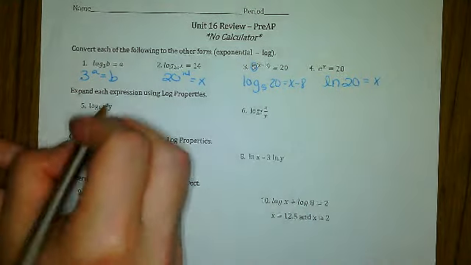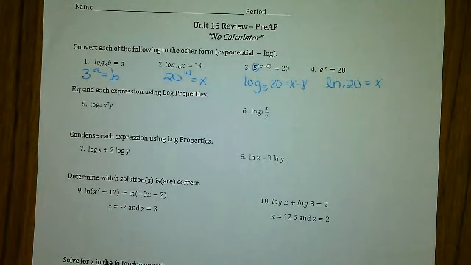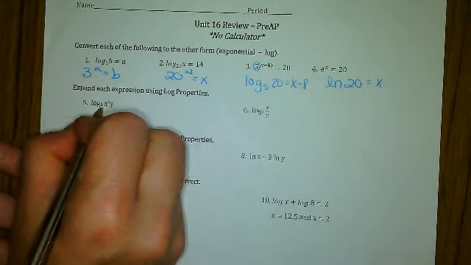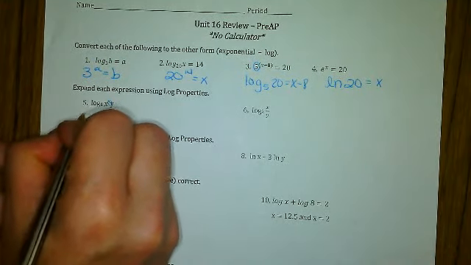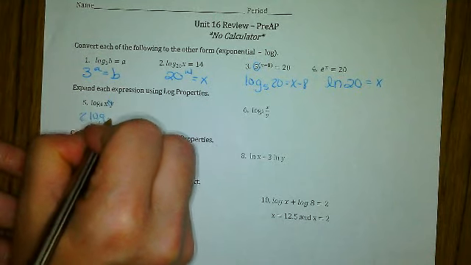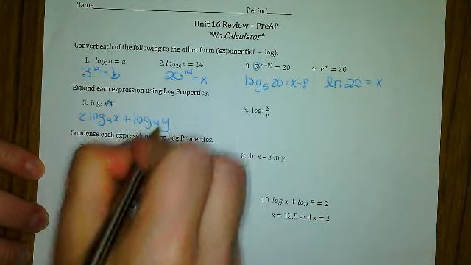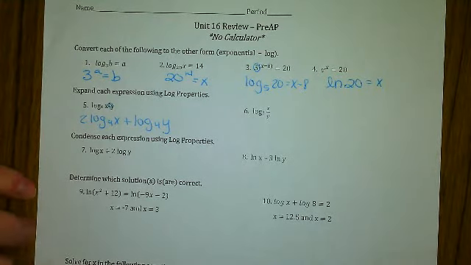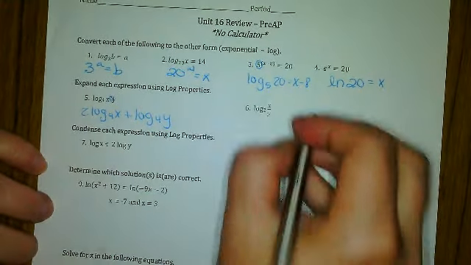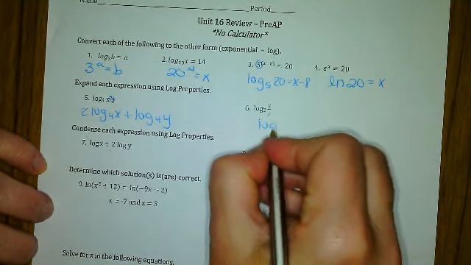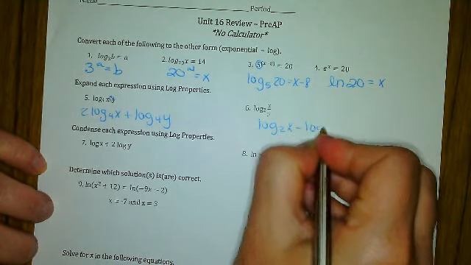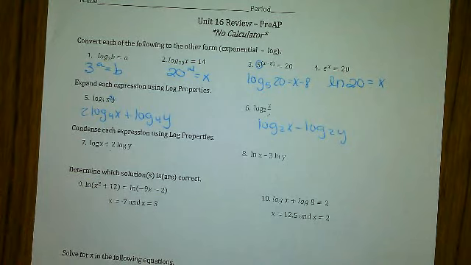To expand here, I notice that I have multiplying, so I need to have adding when I write it all out. Now this first one has a 2, so if it has an exponent, it has to go in front of the log. So there's your first one. The second one, I notice there's division, so there has to be subtraction. So I'm going to have log base 2 of x minus log base 2 of y.